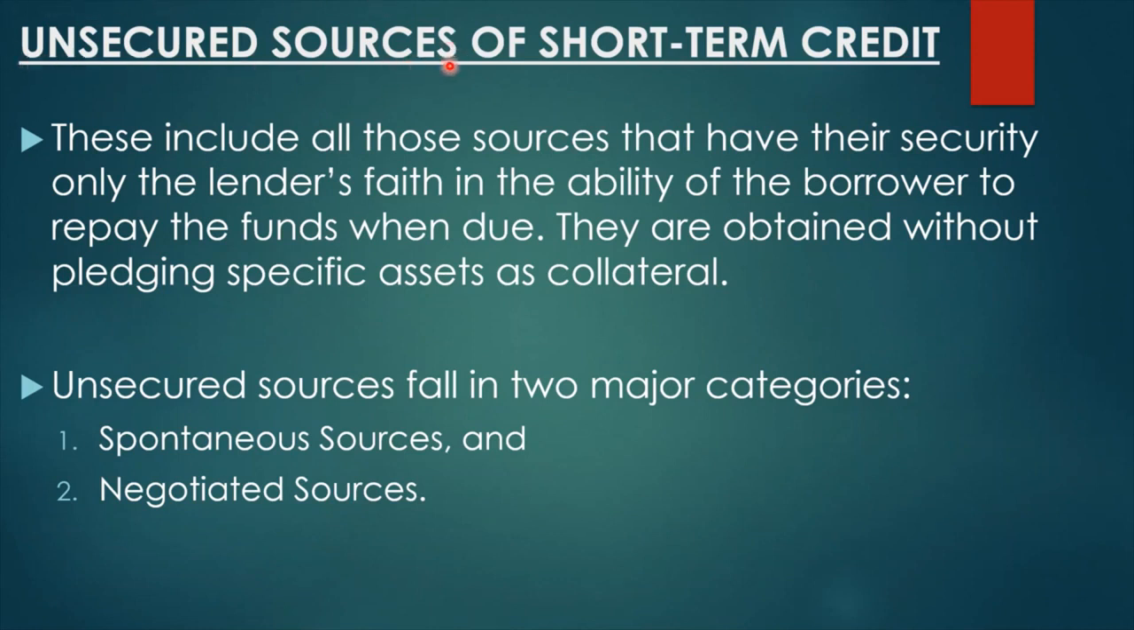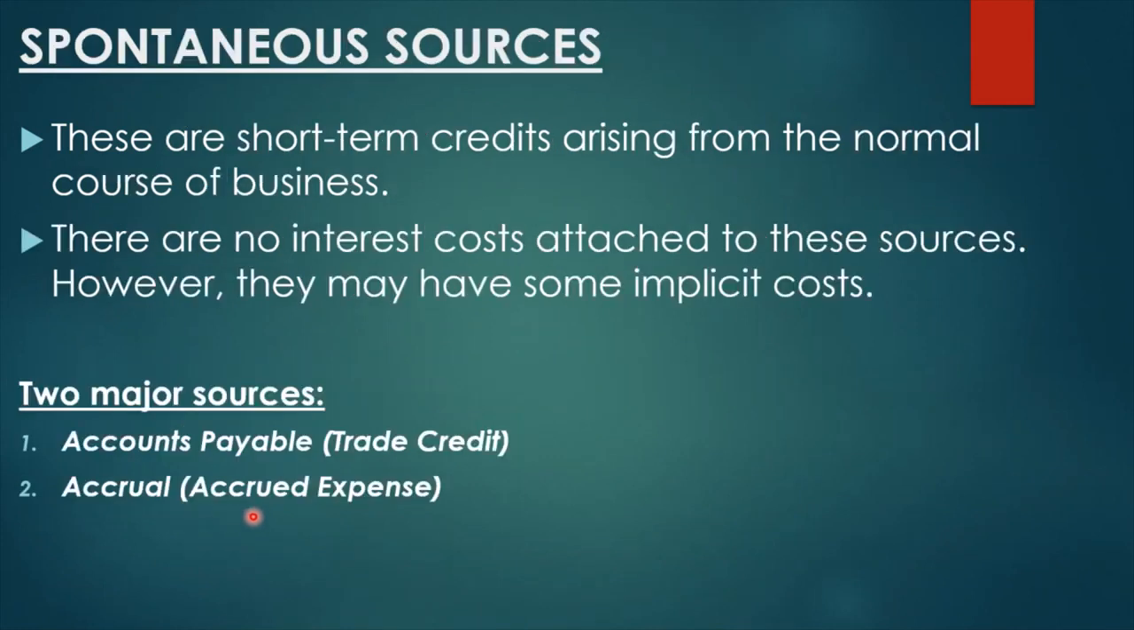Walang security of payment. Now, anong mga categories under unsecured payment? Well, dalawa sila. Si spontaneous at si negotiated. Now, ano ba itong si spontaneous sources? Well, si spontaneous sources daw, these are short-term credits arising from normal course of business.